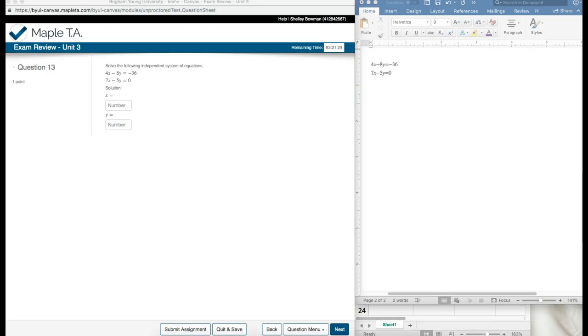Mabel TA Exam Review Unit 3, question number 13. Solve the following independent system of equations. So this was kind of nice. They told us it's independent, so we are looking for a solution where these two intersect.